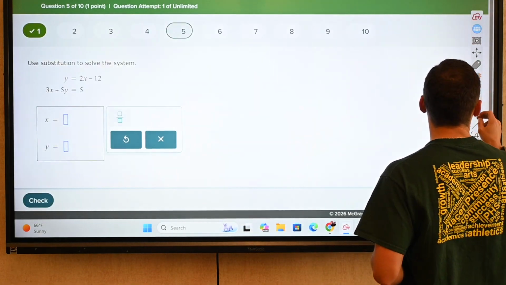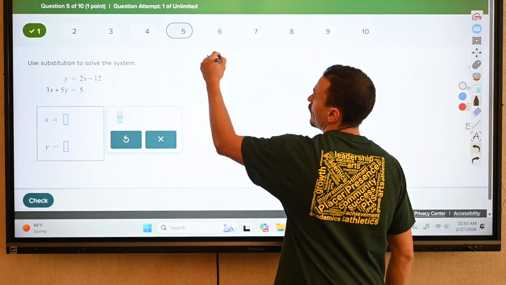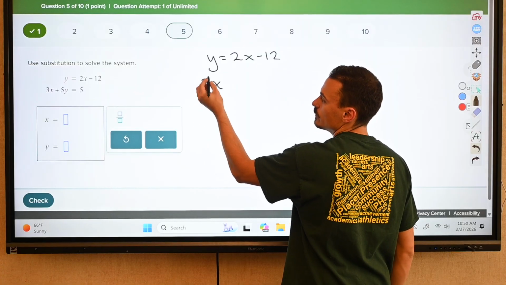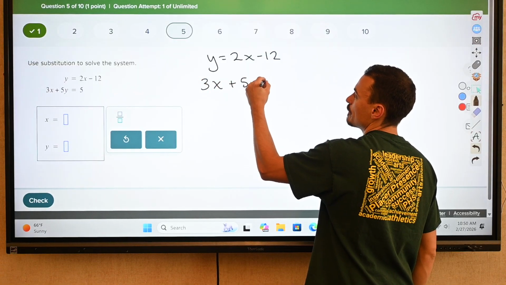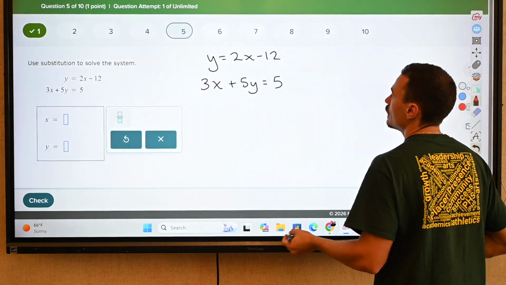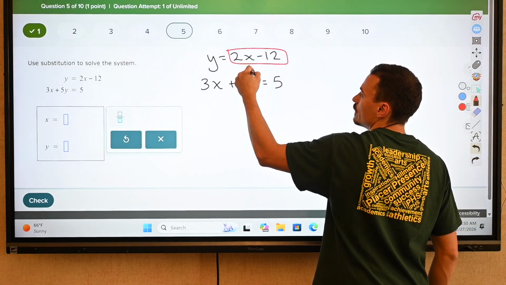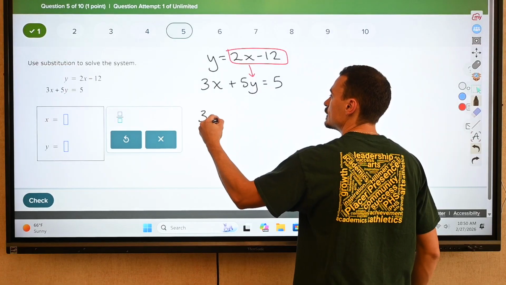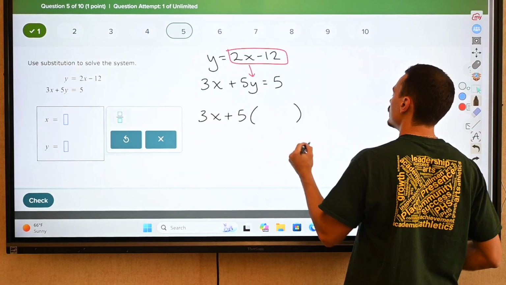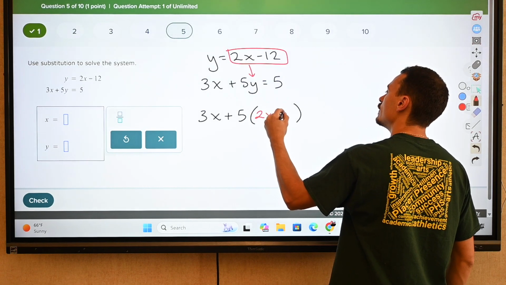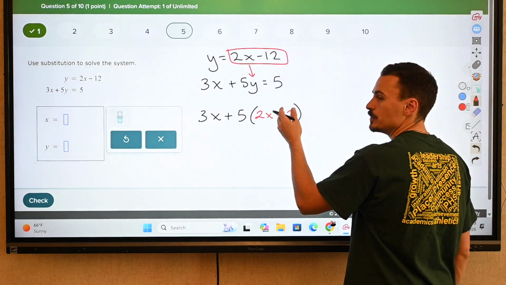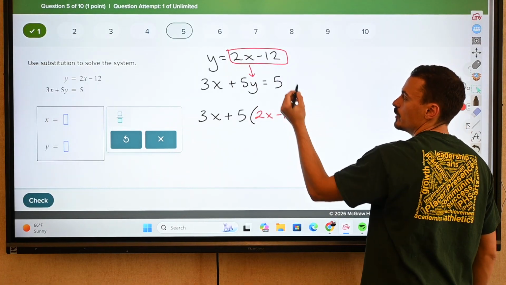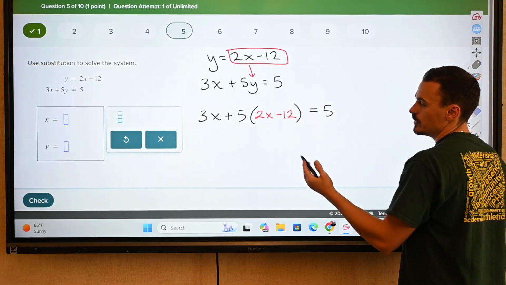All right. Let's jump to number 5. Sometimes we have an equation that has y equals something. So we have y equals 2x minus 12. And then we have a different equation where it doesn't tell us what y is. But that's okay, because we know y is equal to 2x minus 12. We can substitute 2x minus 12 in place of y. So we have 3x plus 5 groups of 2x minus 12, because we had 5 y's, and y is equal to 2x minus 12. Then we solve the equation.